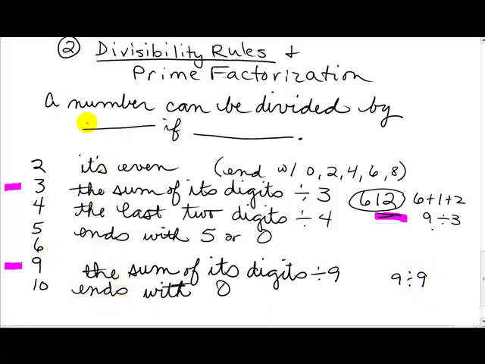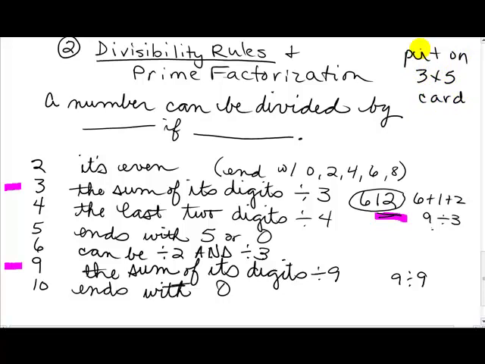6 is, a number can be divided by 6 if it can be divided by 2 and divided by 3. These are some handy little rules to have. So you ought to stick these on a 3x5 card. A 3x5 note card would be a good idea.